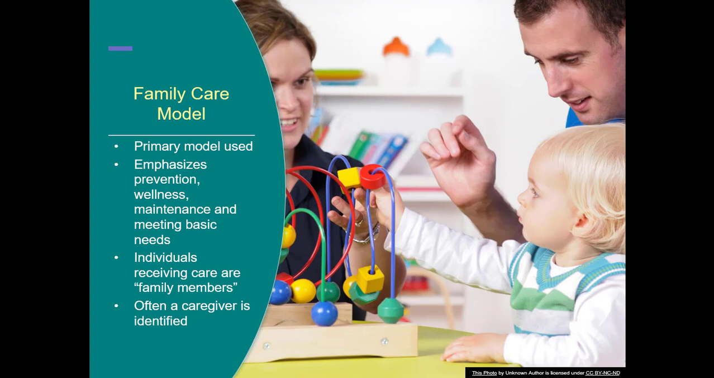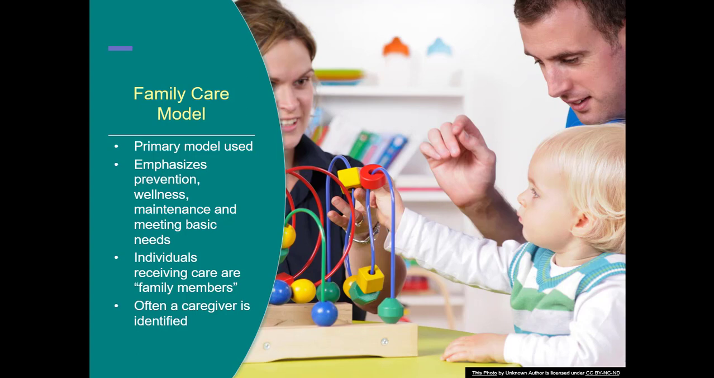Next is the family care model. This is the primary model of care by most individuals because it is the model used before they enter the medical model. This is the model used when people care for minor health issues at home, when they practice good health habits, oversee normal development in family members, and engage in lifestyle management. The emphasis here is often on prevention, general wellness, maintenance, and meeting basic needs.